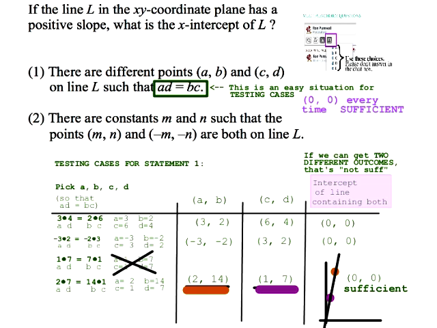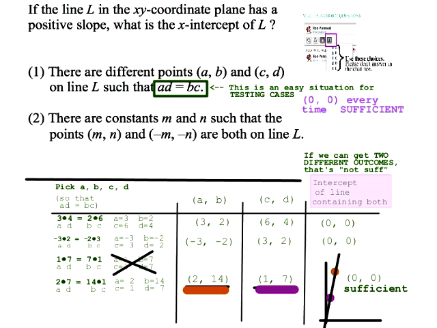Statement 2, these points, and what do we know about these points? What do we know about the points M, N, and minus M, minus N? Well, any 2 points could be on the same line. So that's true, but that's also true of any other 2 points. You can tell me more about that. They don't necessarily lie in quadrants 1 and 4.